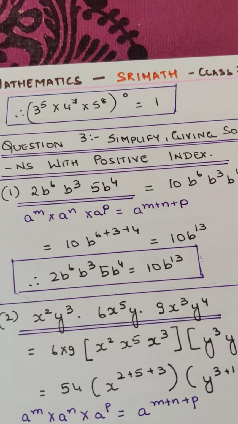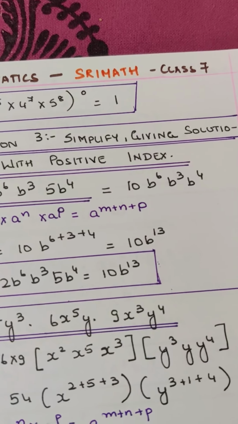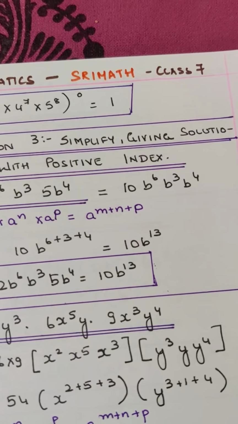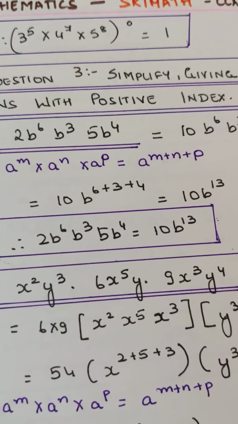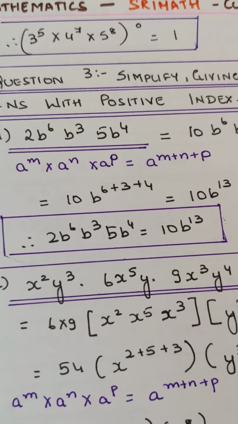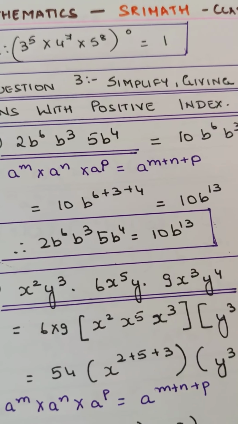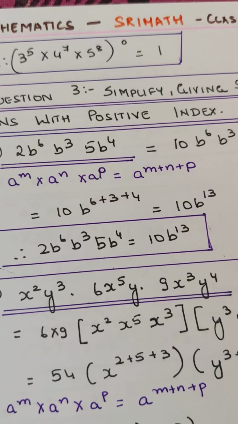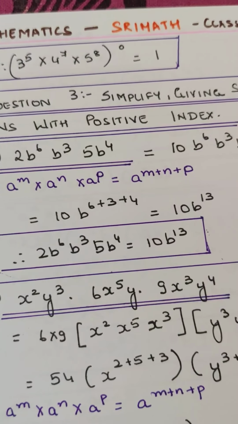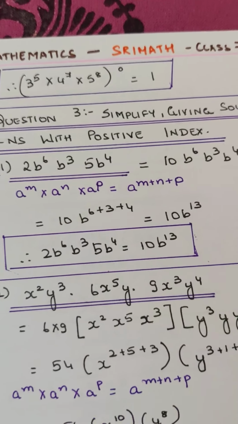So let's multiply 2 into 5, that is 10. It becomes 10b to the power of 6, b to the power of 3, b to the power of 4. Now using the product law, a to the power of m into a to the power of n into a to the power of p is equal to a to the power of m plus n plus p. That is equal to 10 b to the power of 6 plus 3 plus 4, that is 10 b to the power of 13.